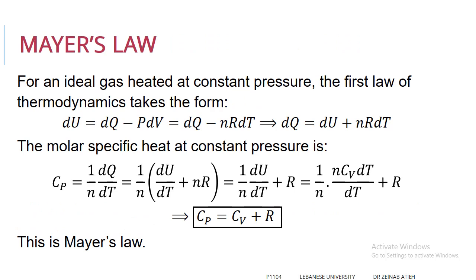I've explained Mayer's law, which relates Cp with Cv plus R. As you can see, Cp equals Cv plus R, and you can see that Cp is greater than Cv for sure. Remember that Cp is the heat capacity at constant pressure, Cv is the heat capacity at constant volume. So this formula is also important.